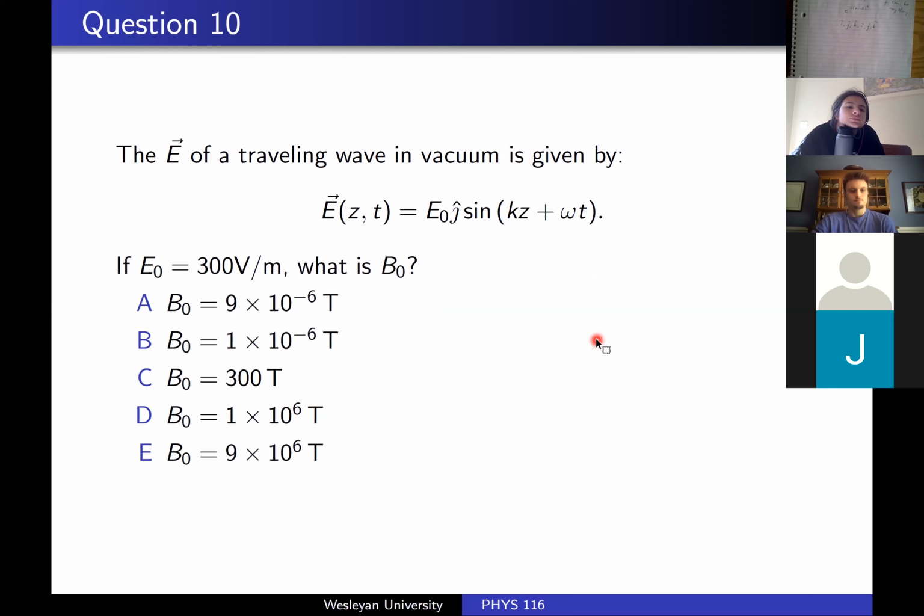And okay, I'll skip over this one, but here, if you're given E naught, you can figure out what B naught is because you know the speed of light in vacuum. And we know that E over B should give us the speed of light.